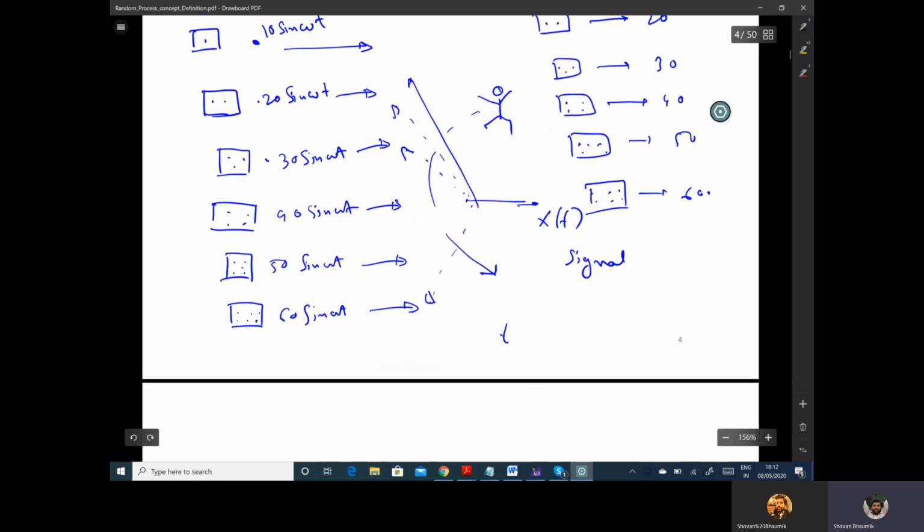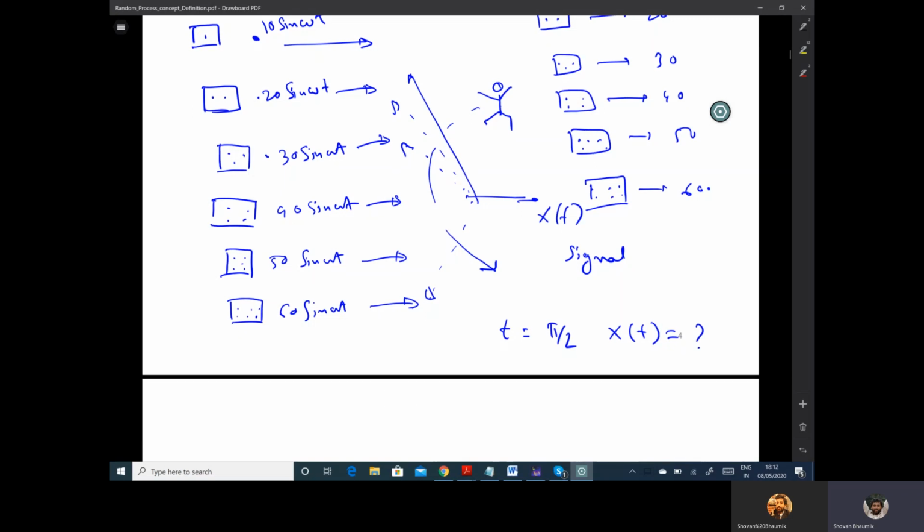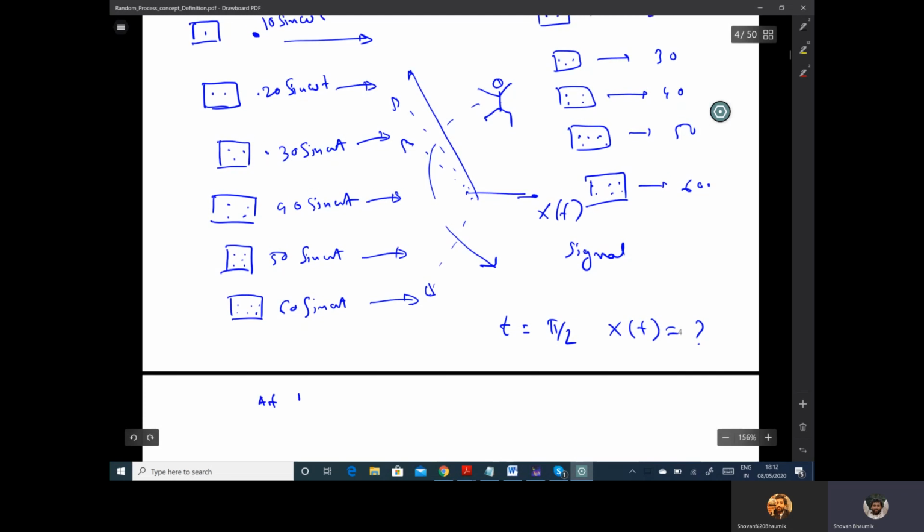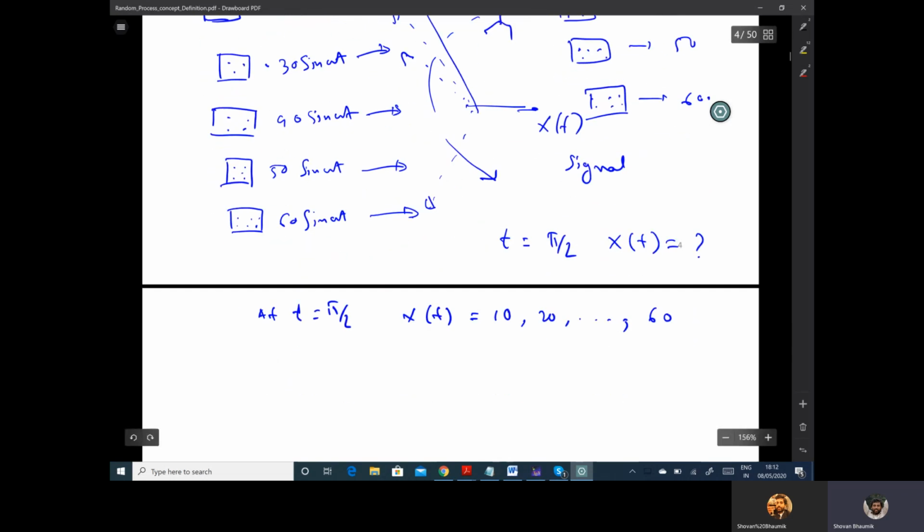Now let's say at t equals pi by 2, what will be x(t)? It's very difficult to answer because it depends on the chance of what is coming. So at t equals pi by 2, x(t) could be 10, x(t) could be 20, x(t) could be 30, x(t) could be 40, x(t) could be 60. So x(t) depends on the chance outcome of the experiment, and x(t) is not fixed.